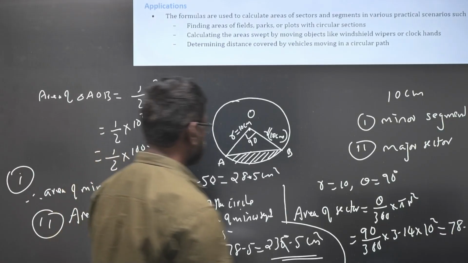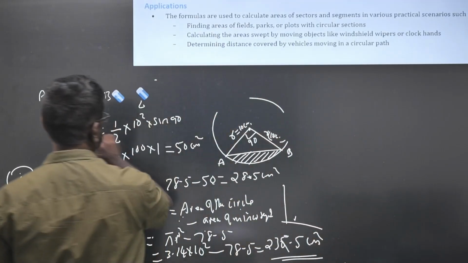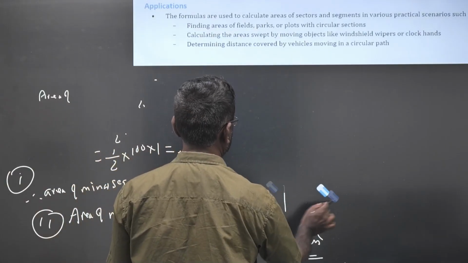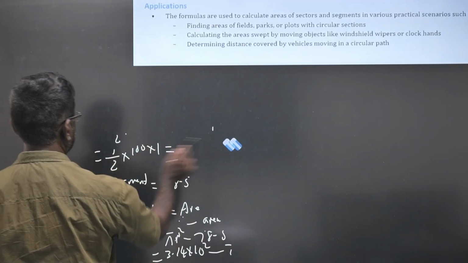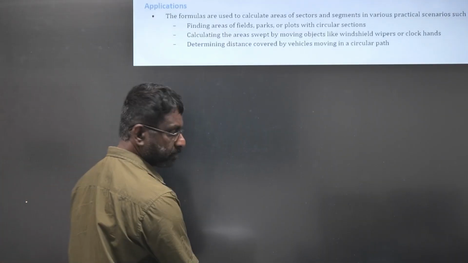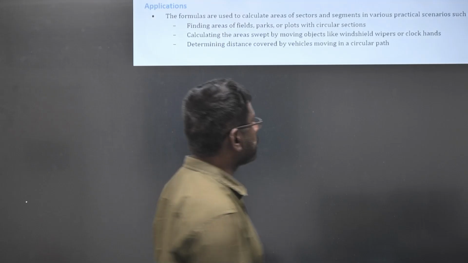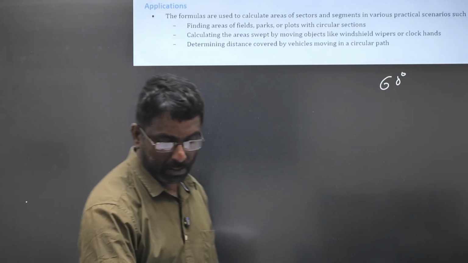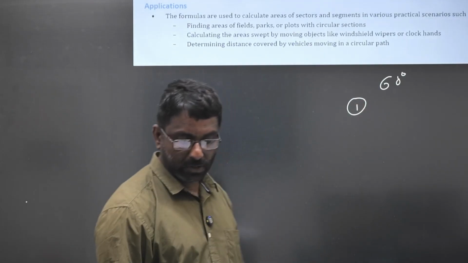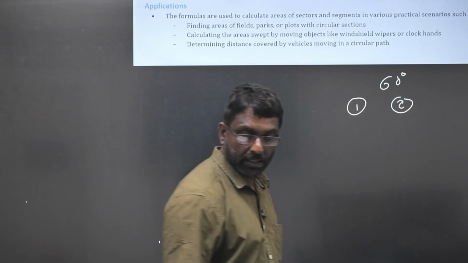And another question. Write the question. In a circle of radius 21 centimeter, an arc subtends an angle of 60 degree at the center. Find: there are three parts in this question. First part, the length of the arc.